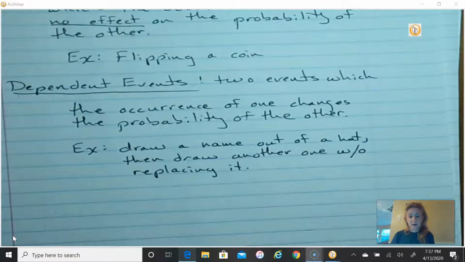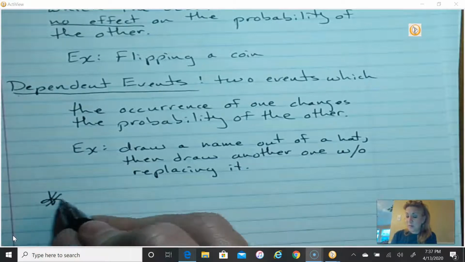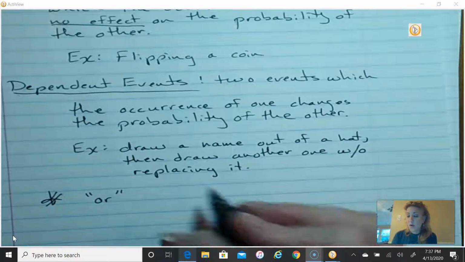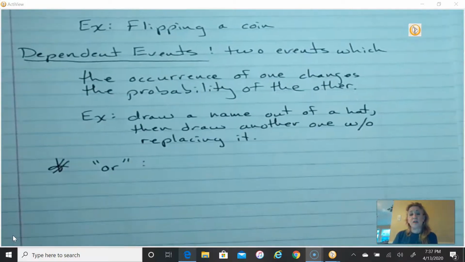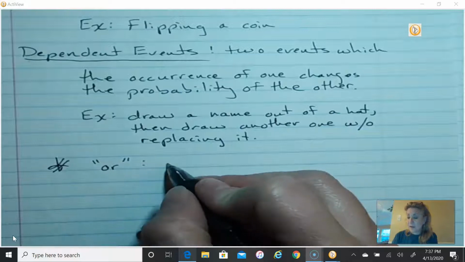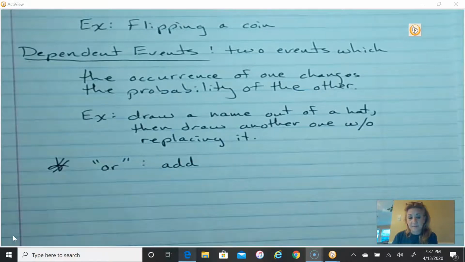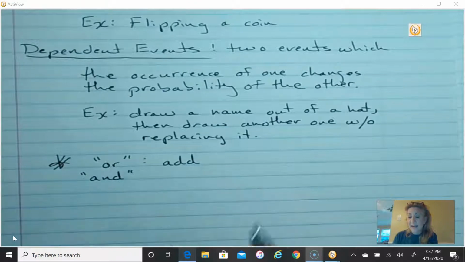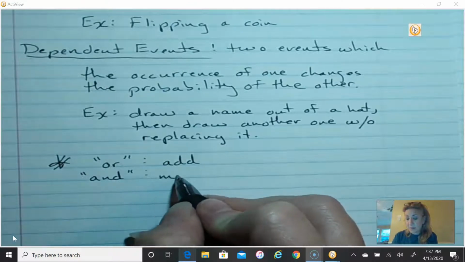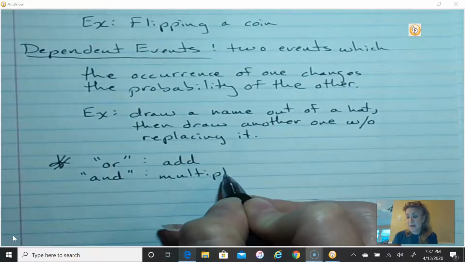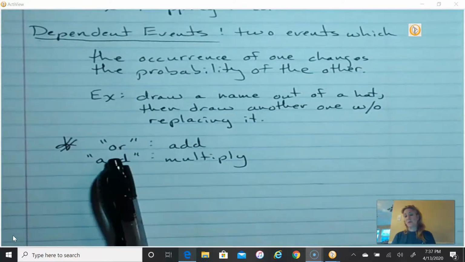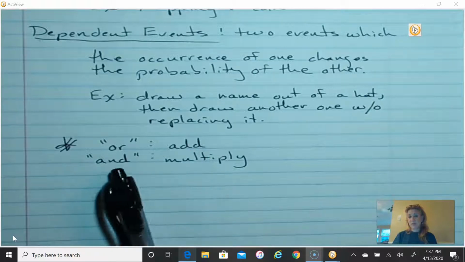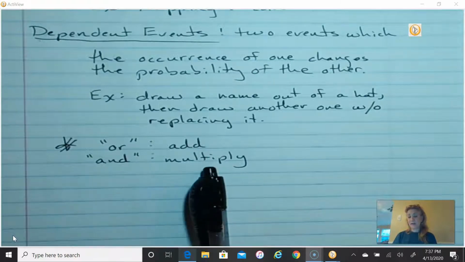Okay? All right. So one thing you need to remember is, remember yesterday when I said the word or? What did you have to do whenever you saw the word or? You had to add. So today, when you see the word and, you're going to multiply. So whenever you see the word or, you add. Whenever you see the word and, you multiply.